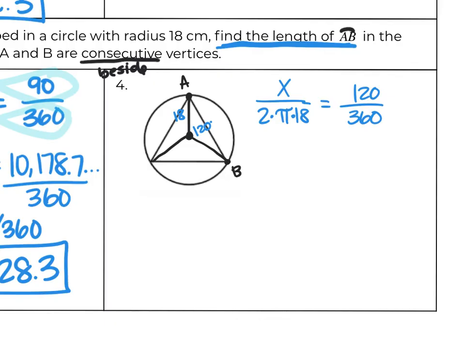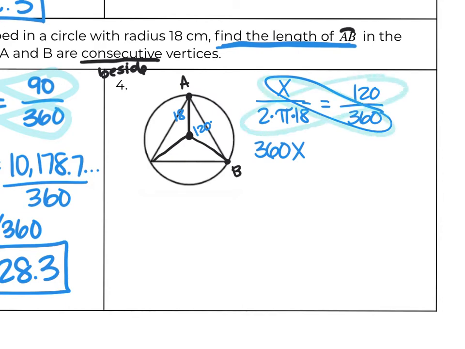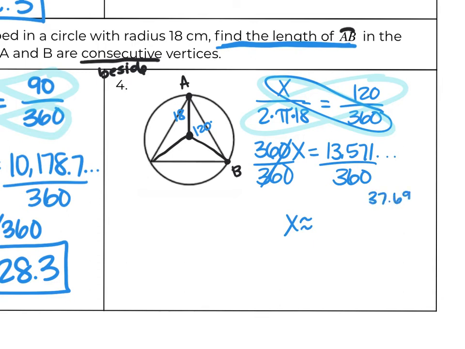Okay, just want to let you check this setup here. So I cross multiply, that's 360x. And then when you cross multiply this way, you don't have to write the whole answer. But when you type it in your calculator, you should get like 13,000 something. Don't clear your calculator, but divide by 360. And that gives me approximately 37.699, so that's 37.7.